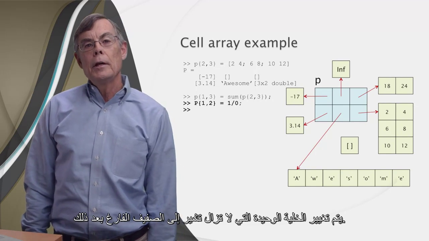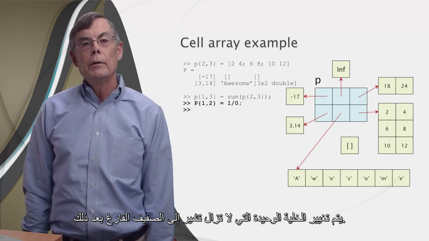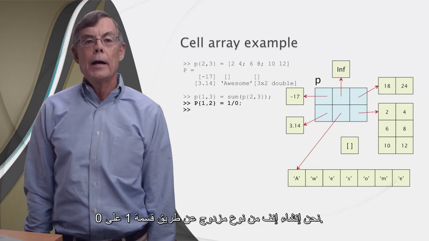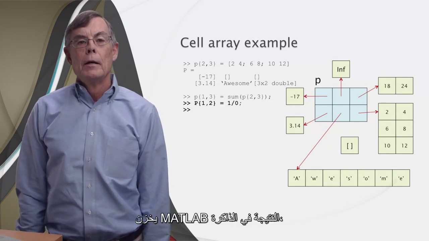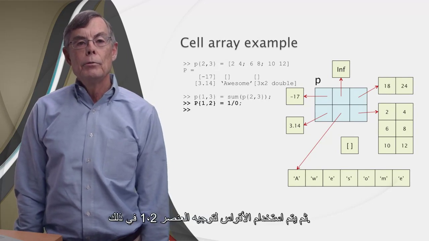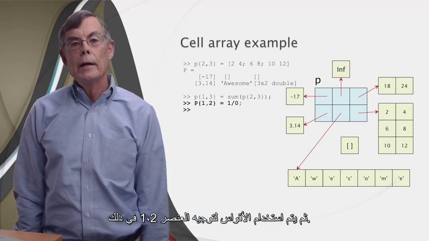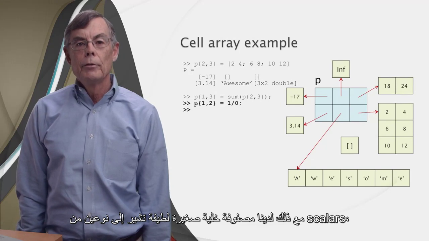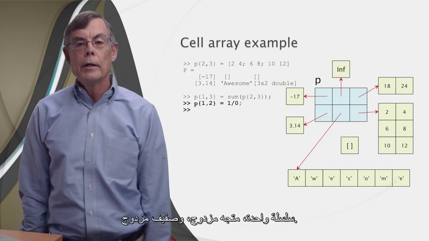The lone cell that still points to the empty array is changed next. We create an inf of type double by dividing 1 by 0. MATLAB stores the result in memory, and then braces are used to point element 1, 2 at it. With that, we have a nice little cell array that refers to two types of scalars, one string, a double vector, and a double array.